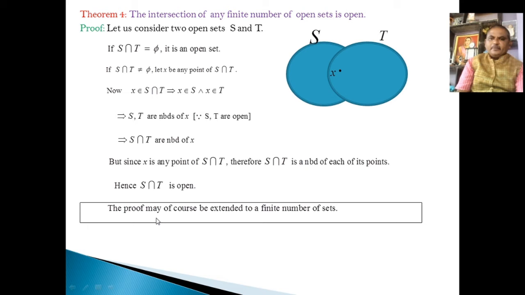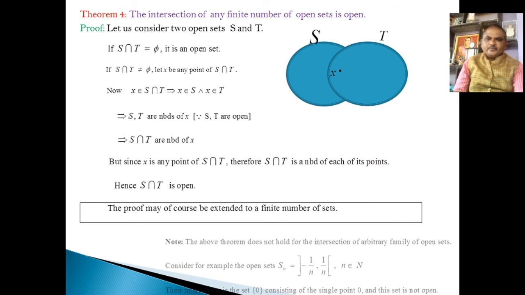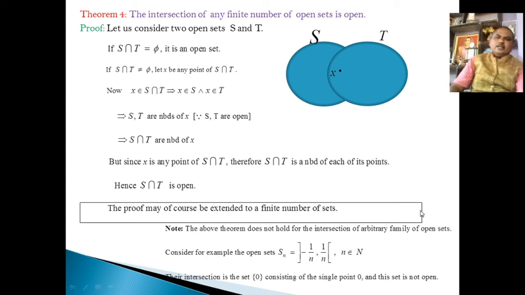The proof may of course be extended to a finite number of sets, 3, 4, 5, so in that case it is a finite number of open sets. Note, the above theorem does not hold for the intersection of an arbitrary family of open sets. That is, this theorem holds only for the intersection of a finite number of open sets.